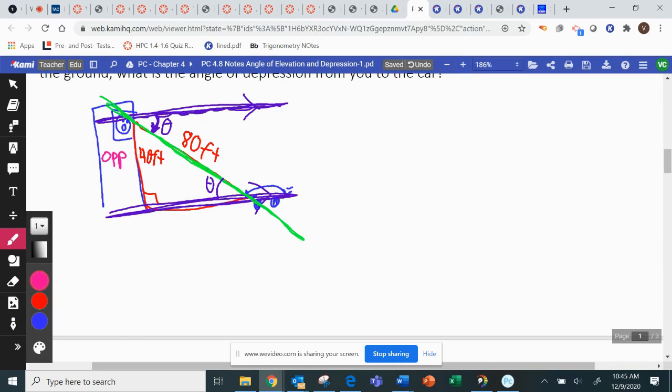And 80 is the hypotenuse. So if we have opposite over hypotenuse, you guys know that as what? Sine. So we're going to use sine for this one. Sine of theta is equal to 40 over 80.